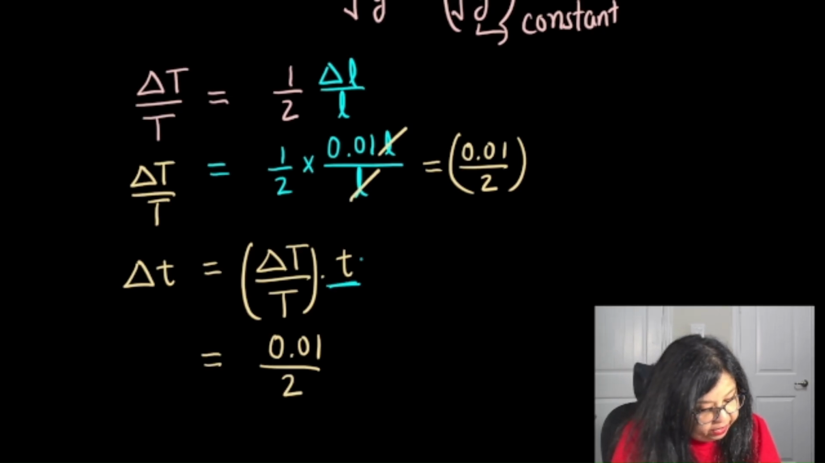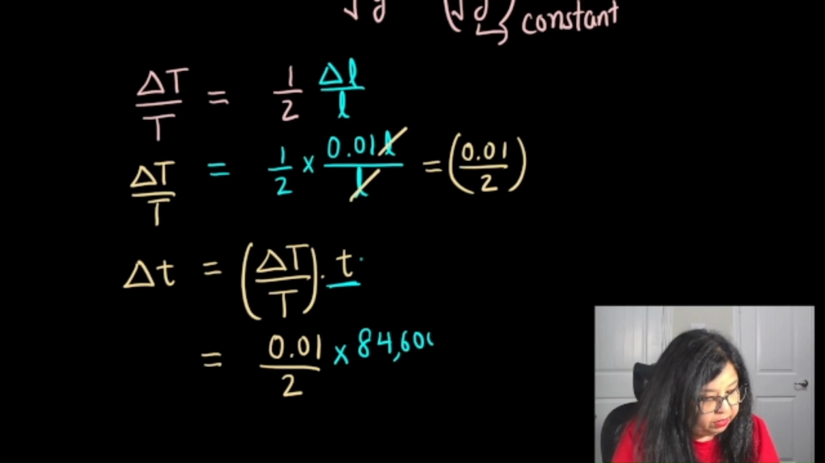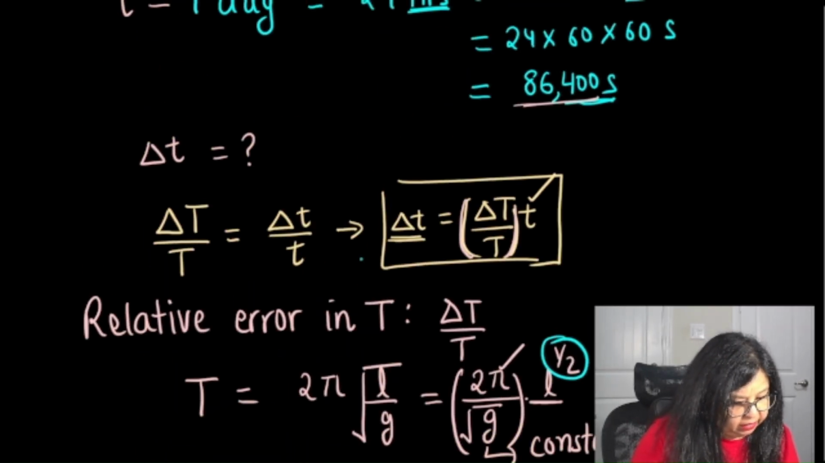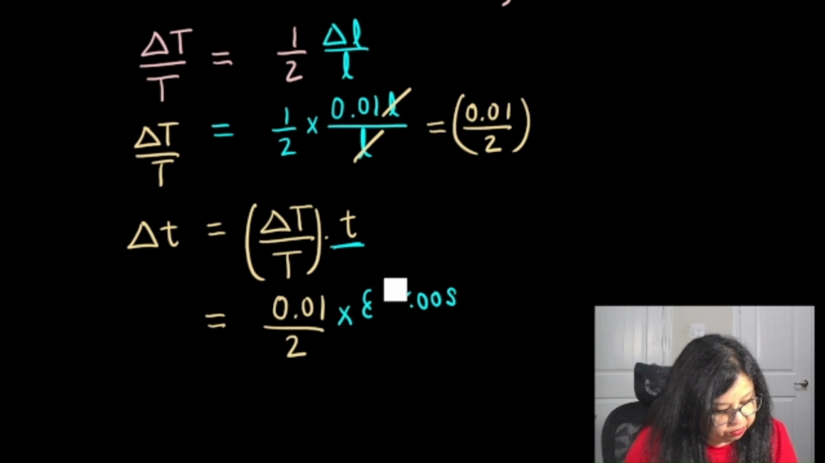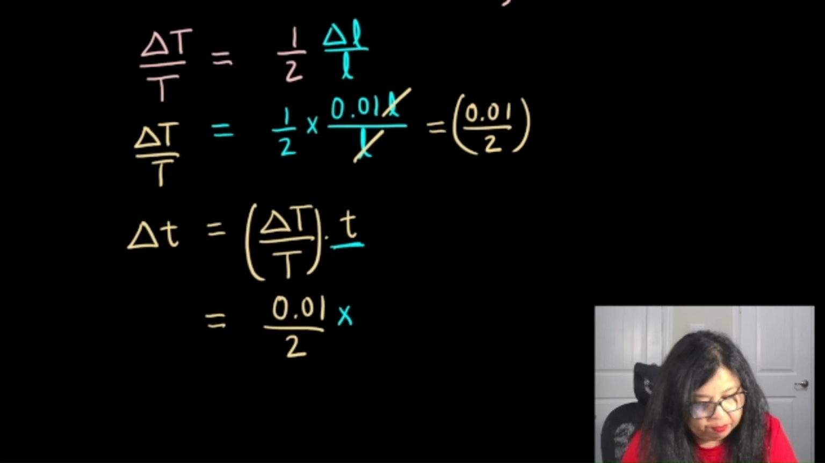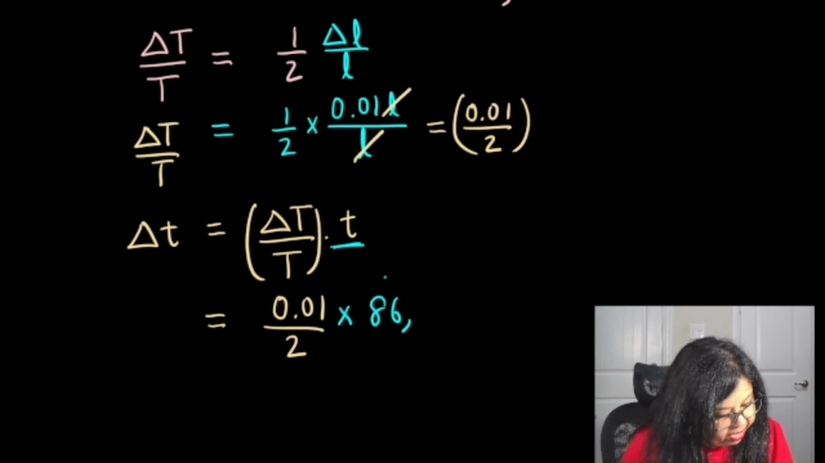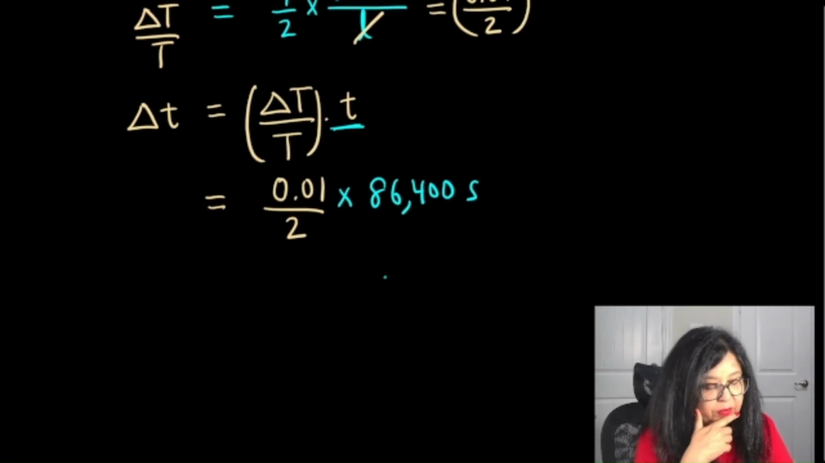And this lowercase t is 84,600 seconds. Or is it 86,400 seconds? Alright, 86,400 seconds. My bad. I wrote it backwards, but I caught it too. So I'm going to get away with it.